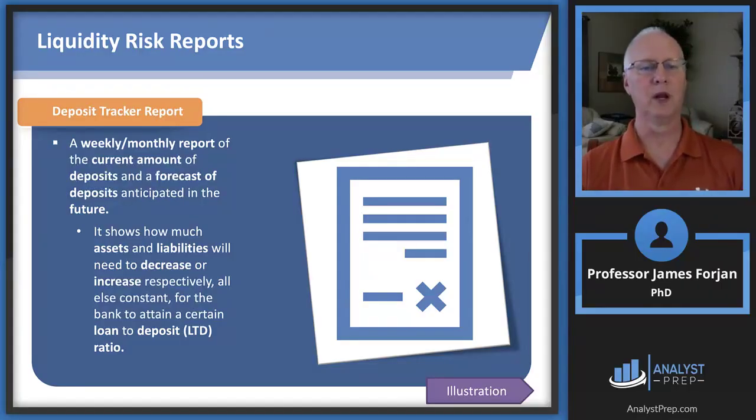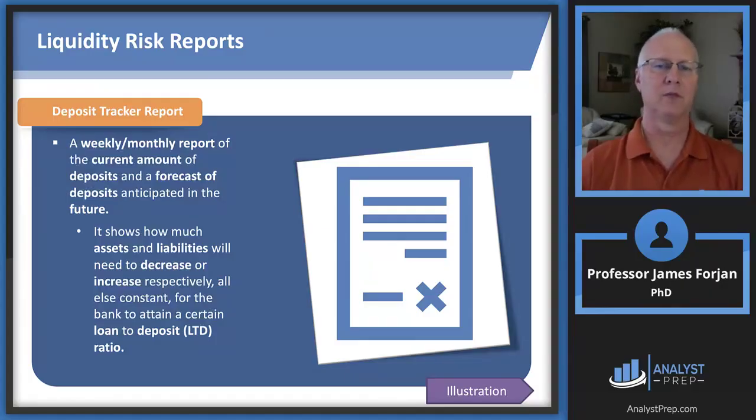And look at that circle point. Shows how much assets and liabilities will need to change for the bank to achieve a certain loan to deposit ratio. And of course, there are other ratios out there. And what we'll see as we go through this slide deck is there are probably minimum ratios that are established, probably in-house, but maybe with some guidance from some regulatory agencies.